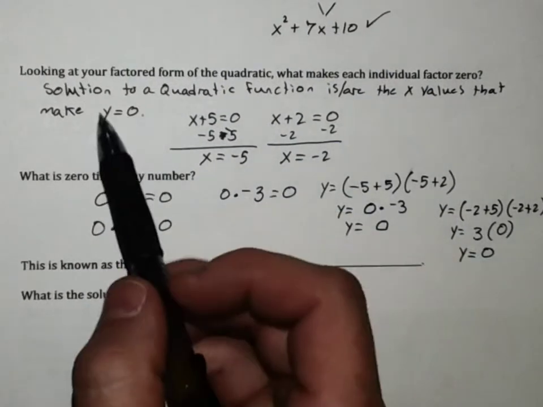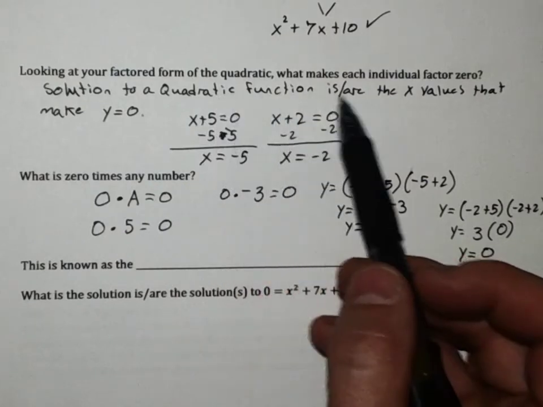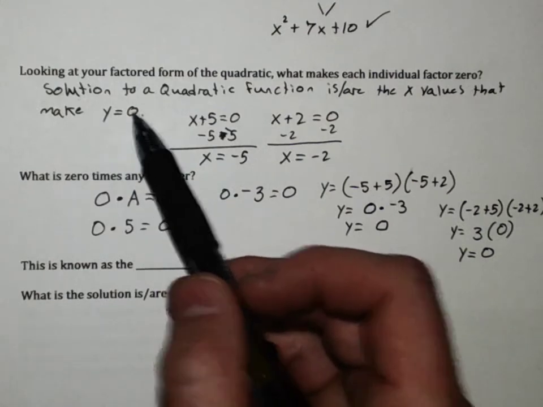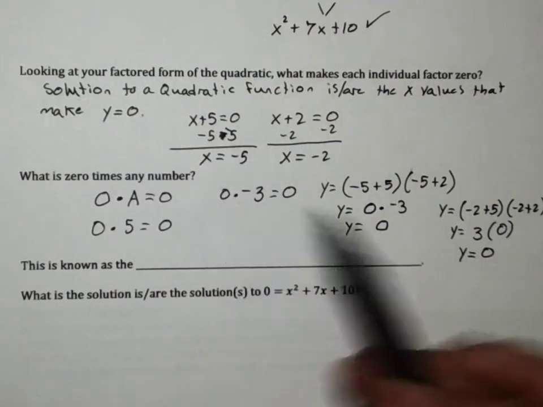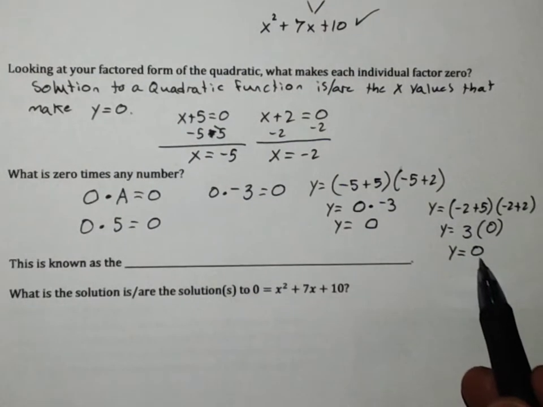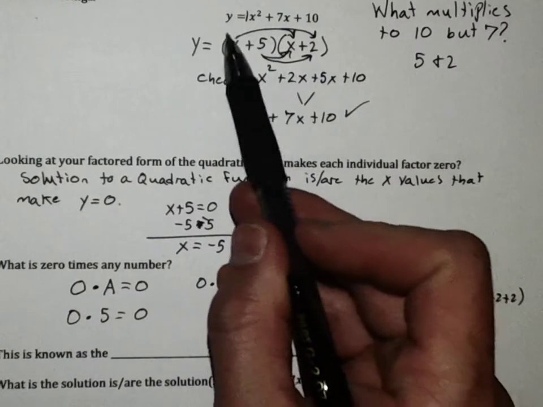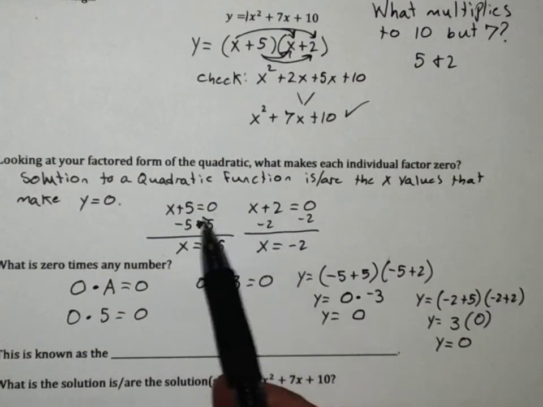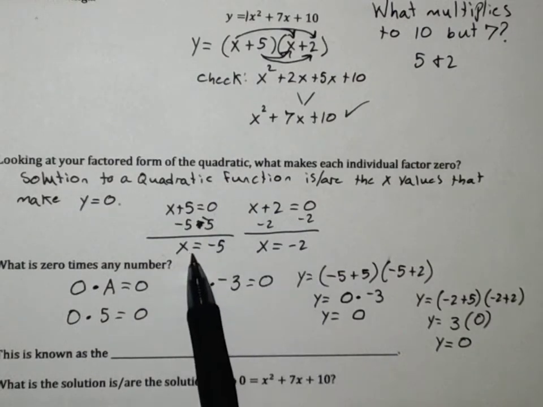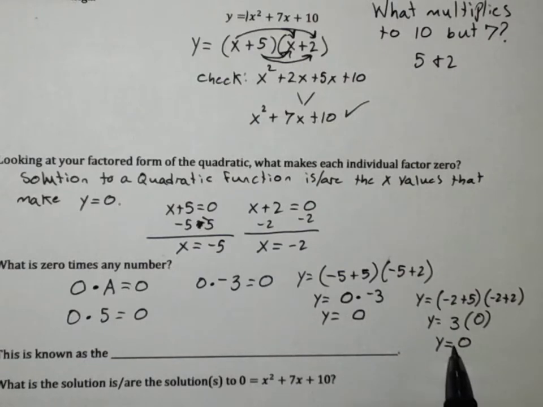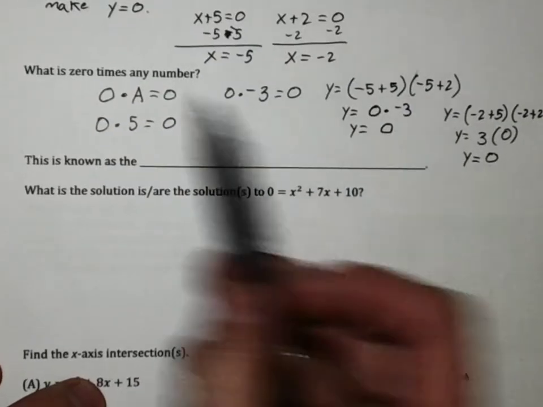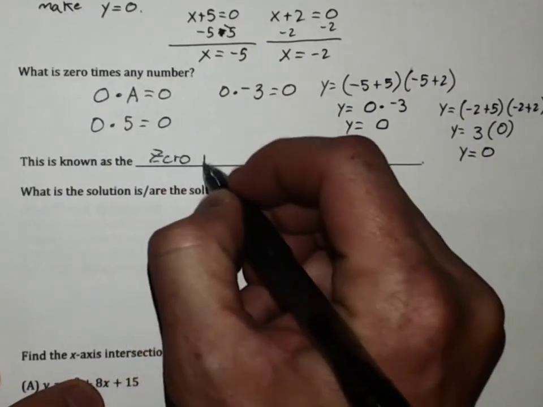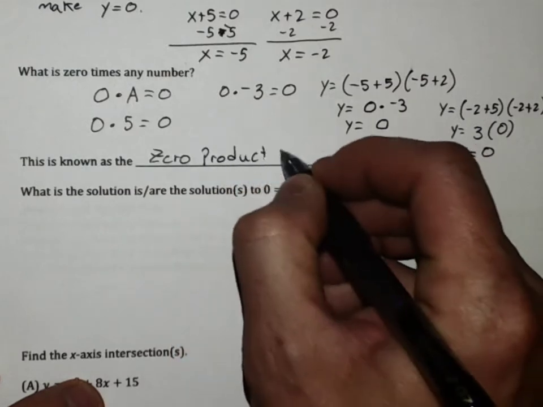So if we remember, the solution to a quadratic function is or are the x values that make y equal 0. We are trying to find values of x that make y equal 0. When you can factor it, you can set each individual factor equal to 0 separately. And when you set them equal to 0 separately, you find the x values that make y equal 0. The whole idea that 0 times any other number is 0, this is known as the zero product property.